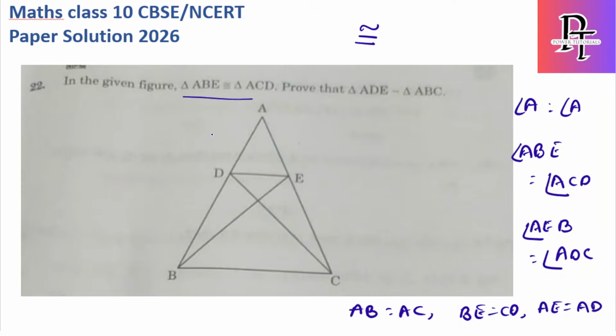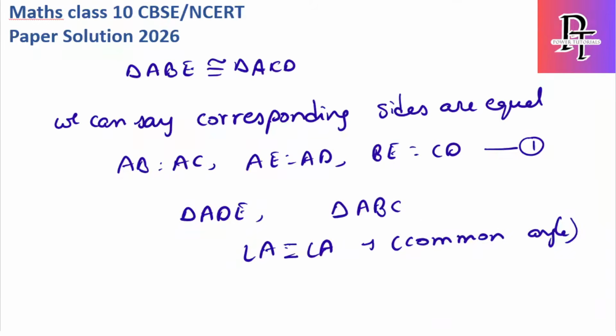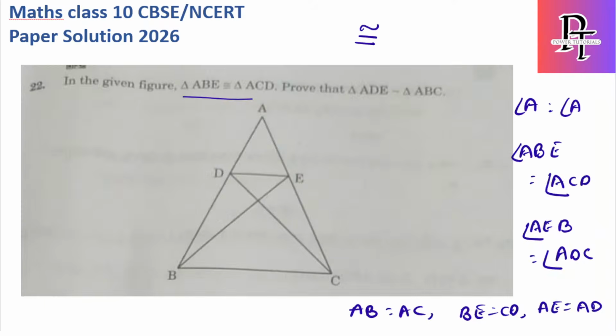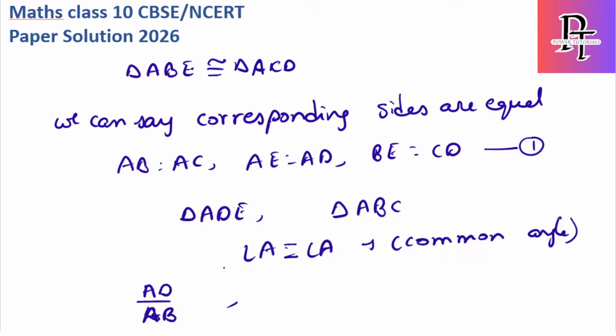So I have to prove AD by AB, and this should be equal to AE by AC. Okay, so if you notice here, AB is equal to AC, both the denominators are the same, and AE is equal to AD, so both the numerators are also the same. So I can say these two are equal.